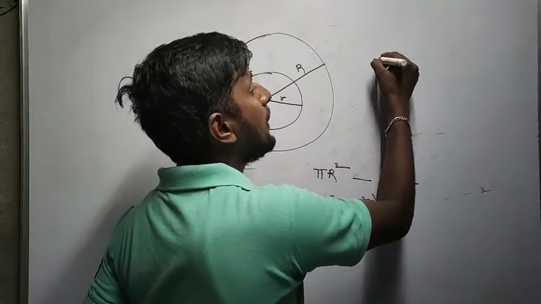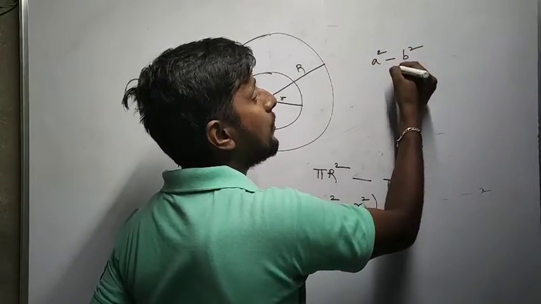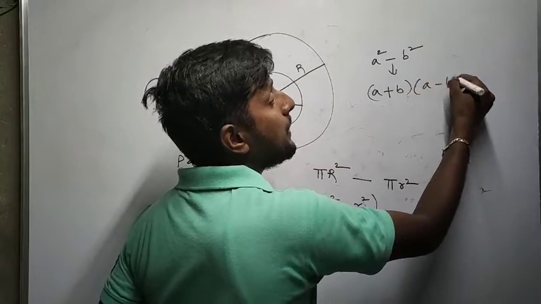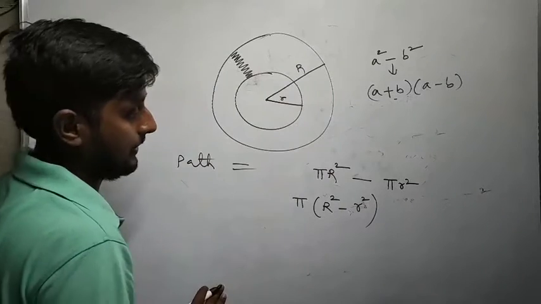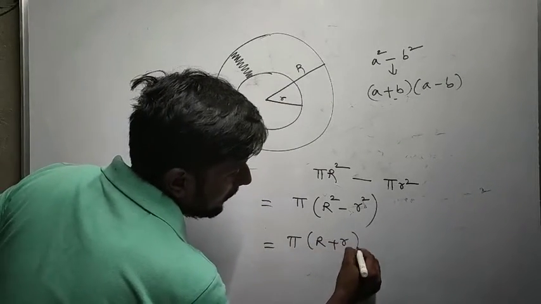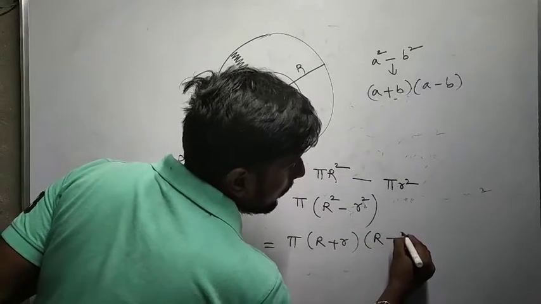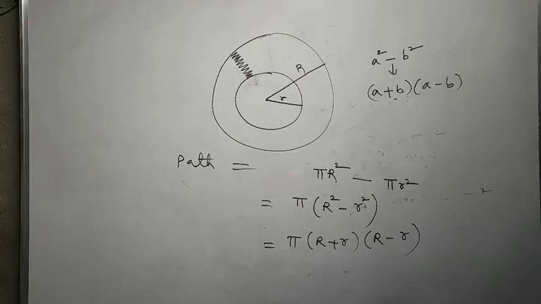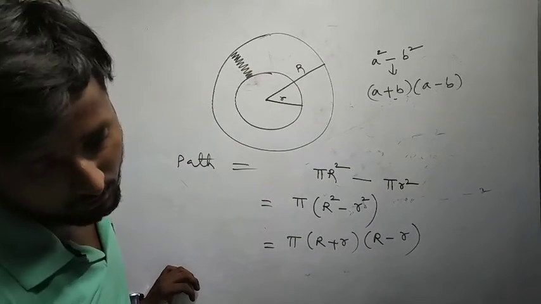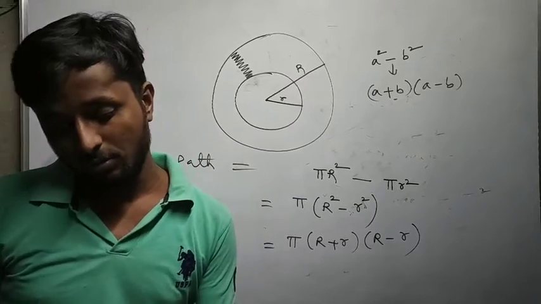In higher classes we have the formula a square minus b square. This we write as a plus b, a minus b. One time adding and one more time subtracting. So we'll write pi into capital R plus small r, into capital R minus small r. So that is the formula for finding the circular path. Based on these formulas, we'll find the solutions in the coming classes. Thank you. Have a nice day, children.